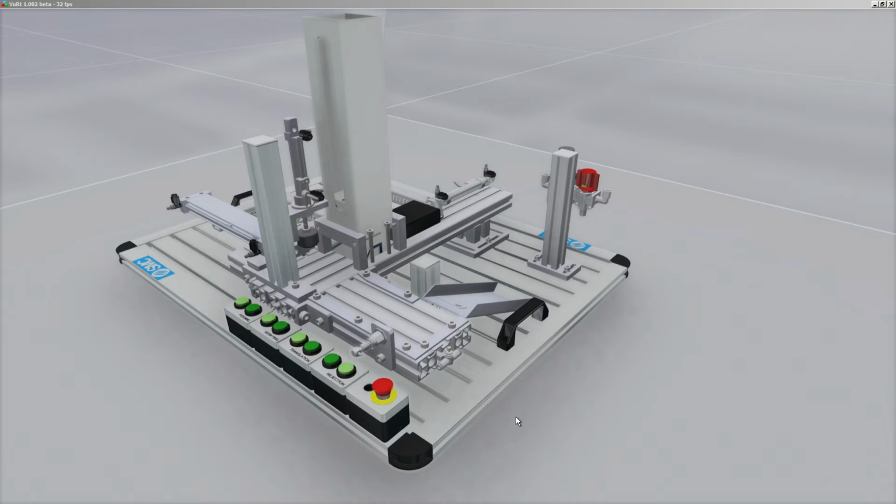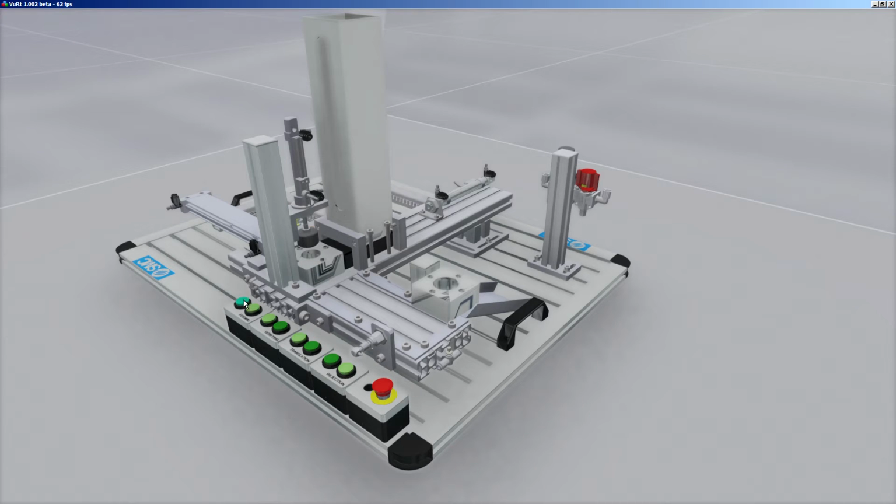Well, here is the simulation of this SMC system. So let's try the very thin cylinder. So translation. So this piece is upside down, so the very thin cylinder cannot go down.